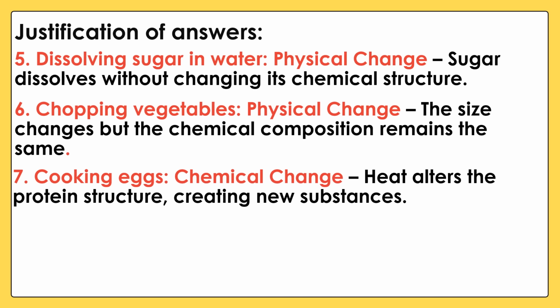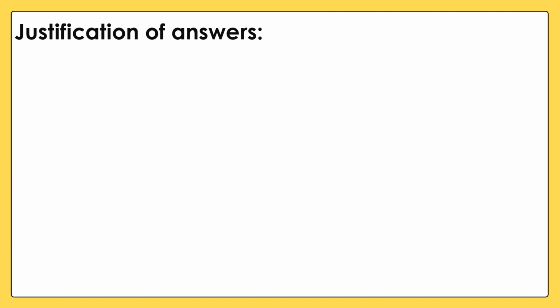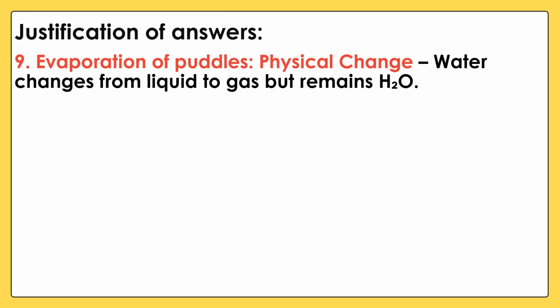Number 7. Cooking eggs is chemical change. Heat alters the protein structure, creating new substances. Number 8. Mixing baking soda and vinegar is chemical change. A reaction produces new substances including carbon dioxide gas. Number 9. Evaporation of puddles is physical change. Water changes from liquid to gas but remains H2O or water.